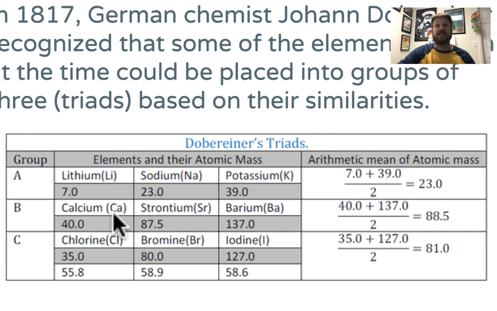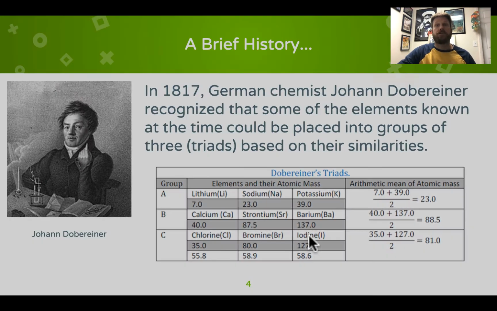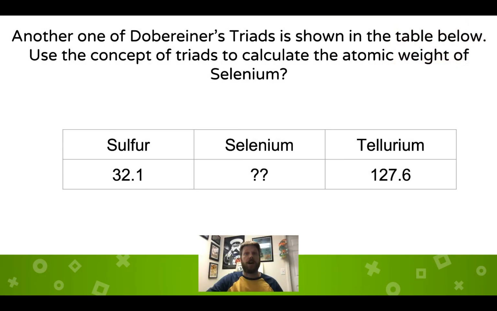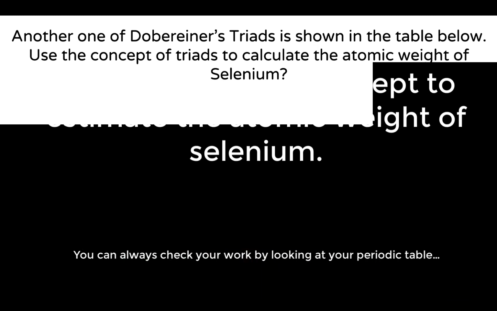Dobereiner recognized these same trends for calcium, strontium, and barium, as well as chlorine, iodine, and bromine. Interesting stuff, especially when you look at the modern periodic table and realize these elements are still grouped together. Here's another one of Dobereiner's triads. Use his triad concept to calculate the atomic weight of selenium. Pause the video and try this out.